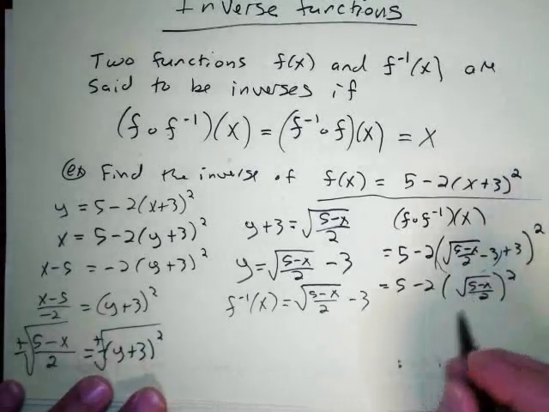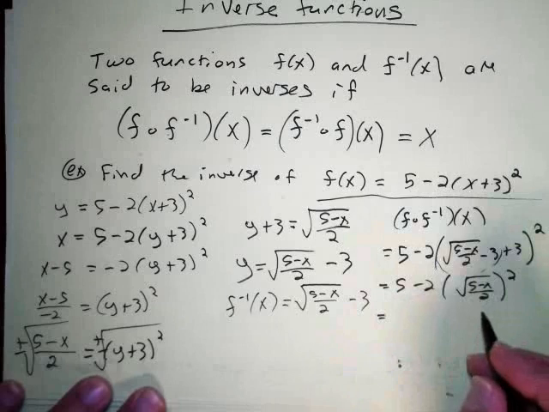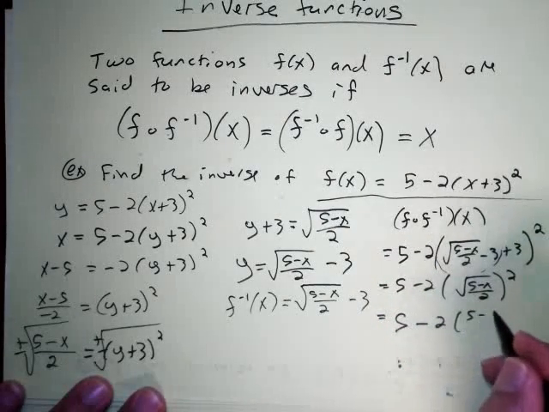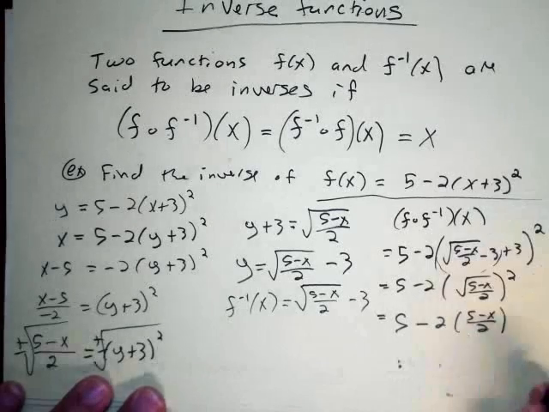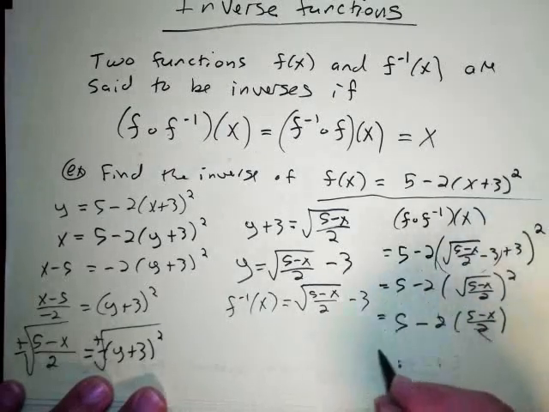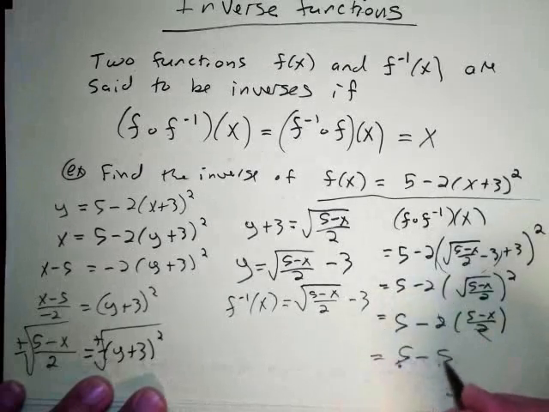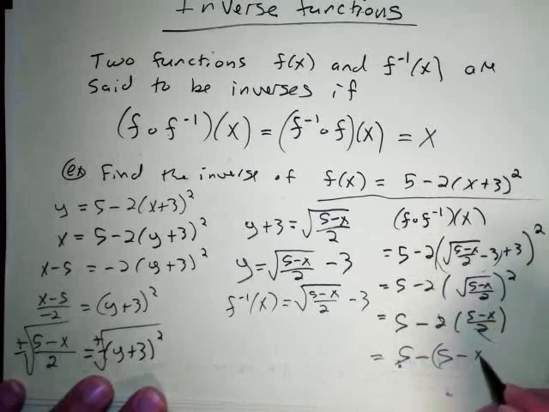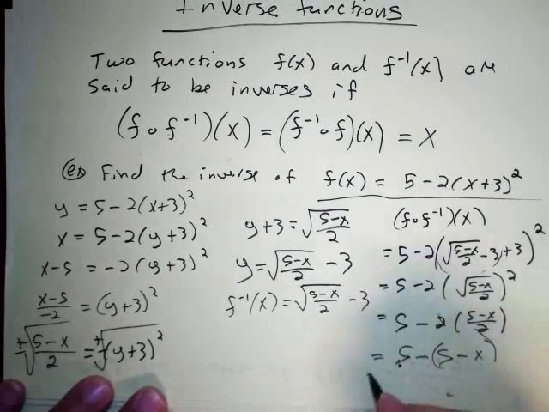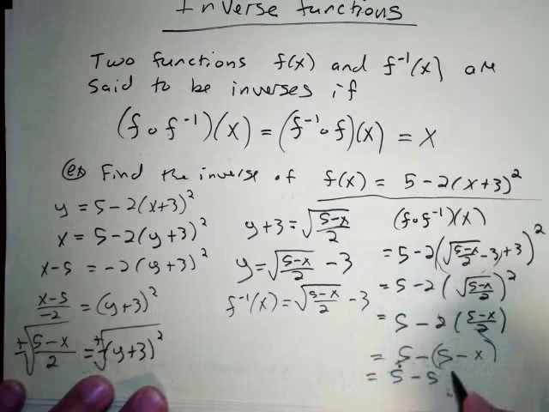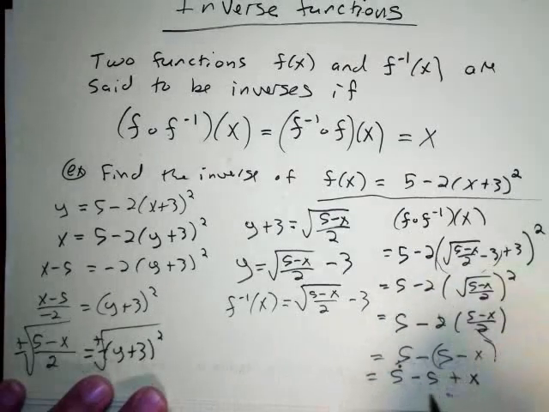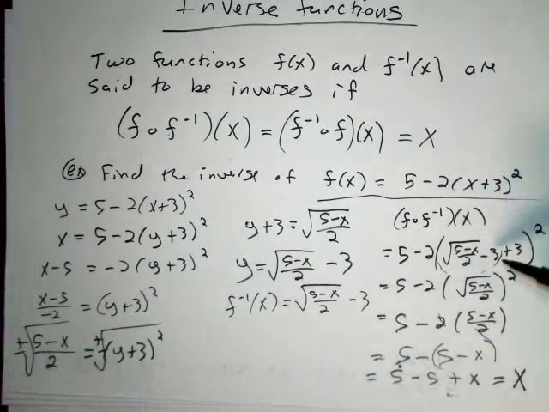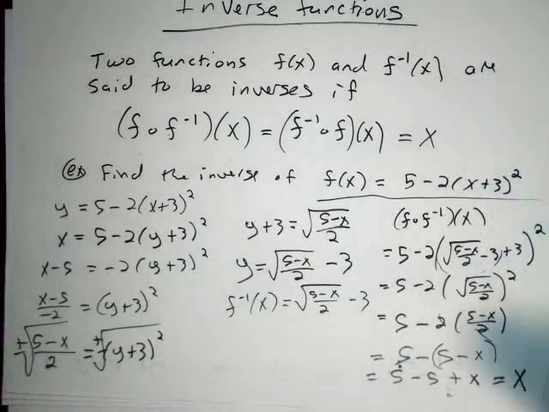And then the square undoes that square root, so I'm left with this. And then these 2's cancel out, and I'm left with 5 minus 5. And this thing should be like a parentheses minus x. So I can distribute that parentheses, 5 minus 5 plus x, right? And then these cancel each other out, and I'm just left with x. So if I compose them, it undoes it, and I'm left with x.